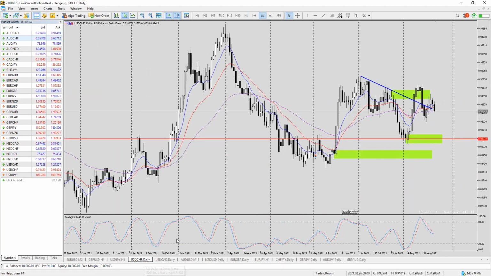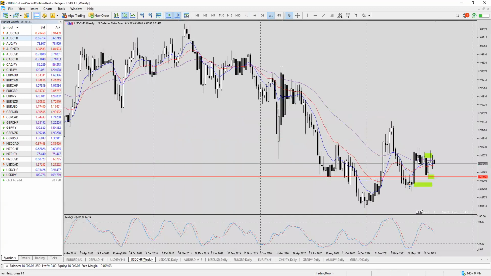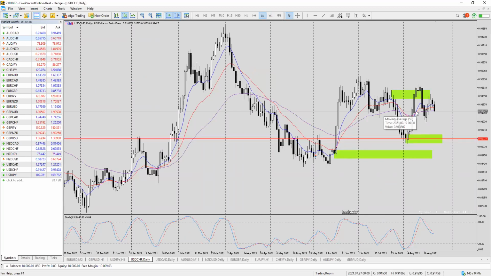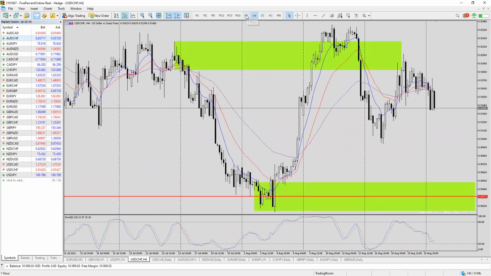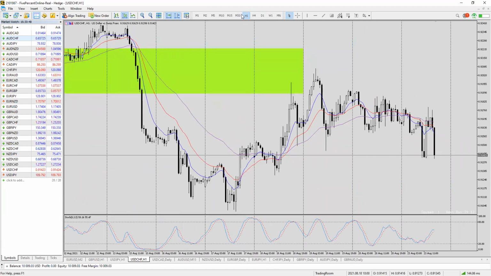Okay, dollar Swiss. Actually pretty noisy as well, just like dollar yen in a way. No clear trend on the weekly chart. No clear trend on the daily chart. So again, just looking maybe for opportunities on the lower time frames.